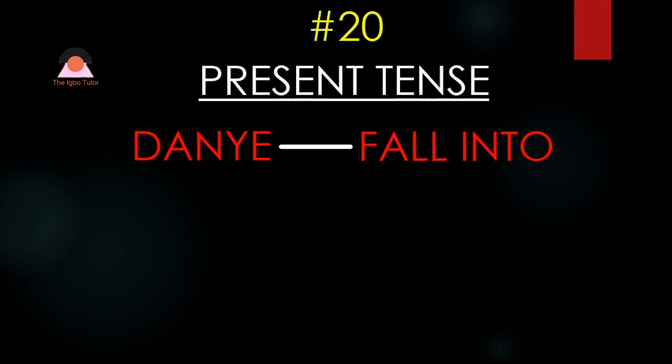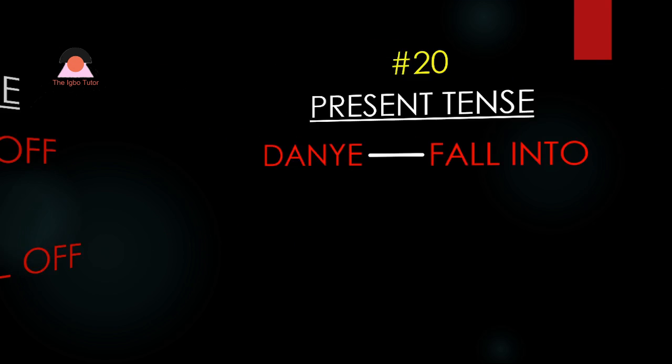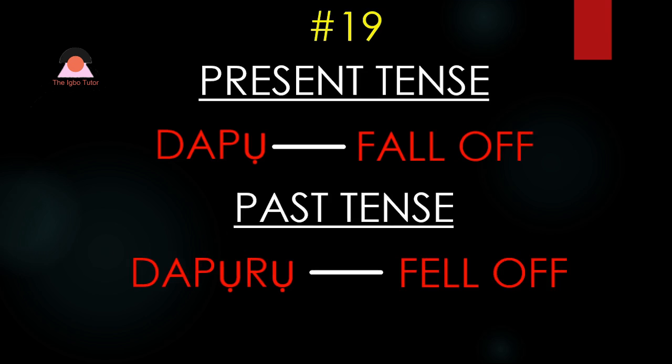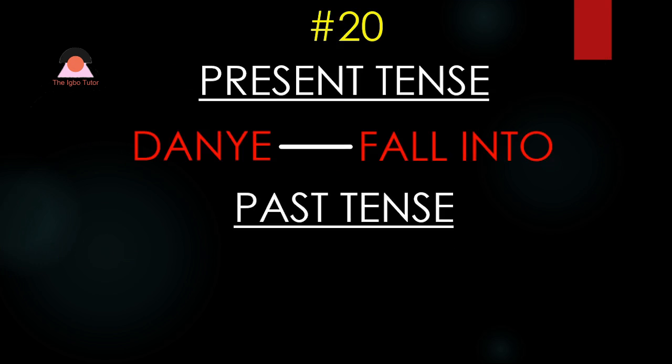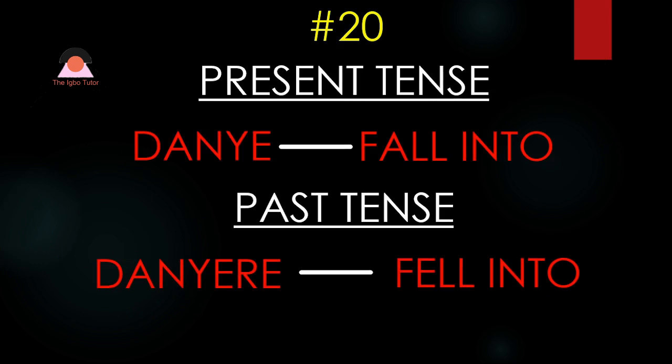We move to number 20, and the verb is danye. Danye, which means fall into. Opposite of dapo is danye. Remember, dapo here is fall off, while danye is fall into. Direct opposite. What is the past tense of danye? The past tense is daniere.